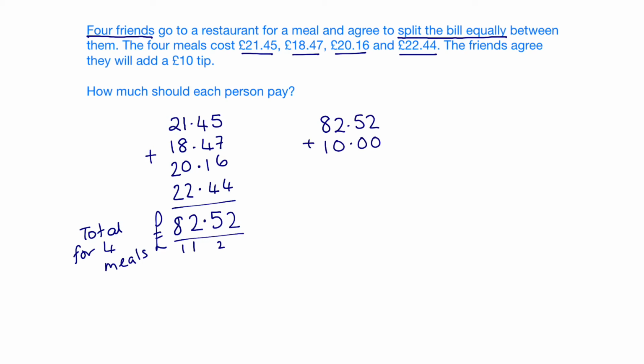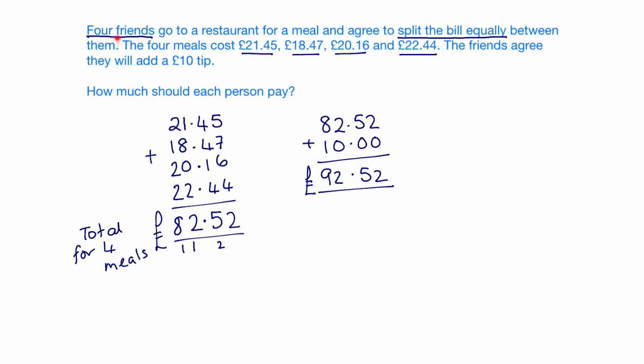Now, you can probably do that in your head, and even if you can't, if you look at this, the only thing that's being changed here is that 8's having a 1 added to it. Nothing else is changing in the other columns. So it's £92.52. Pound sign.